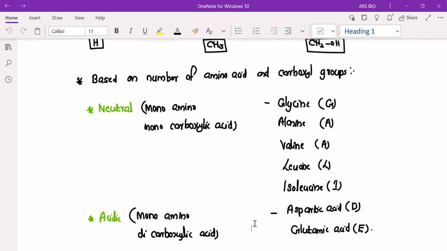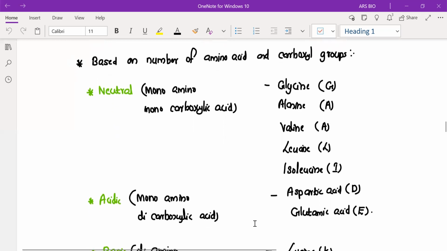Neutral means both sides are equal. Suppose you take the pH scale from 0 to 14, 7 is neutral at the central point. In the same way, here neutral means it has a monoamino group and a monocarboxylic acid group. Only one amino group and one carboxylic acid group is there. So that is called neutral amino acids.